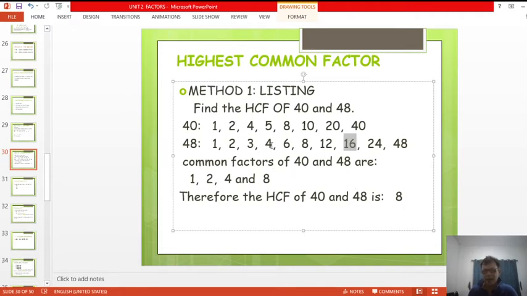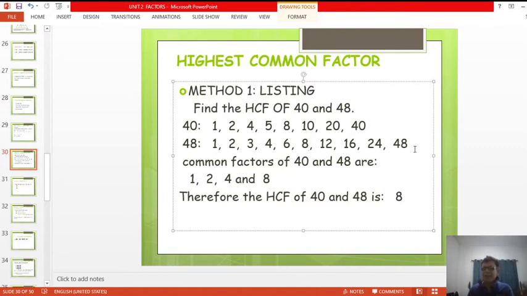And then we have 4 times 12, which is also 48. Again, 5 you cannot use for 48, so we get 6. 6 times 8 is 48. Can we use 7? No, because 7 times 7 is 49, and 7 times 6 is 42. No, you cannot use it. Then 7 times 8 is already different now, it's 56. So these are the only factors of 48.